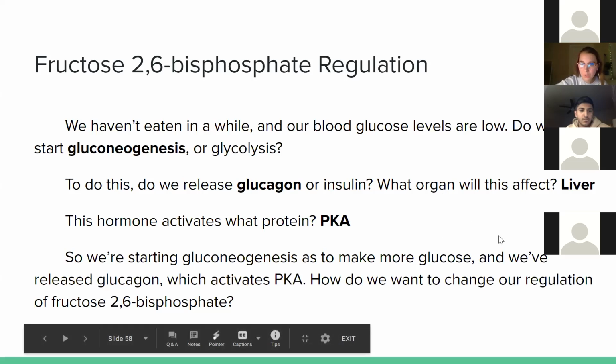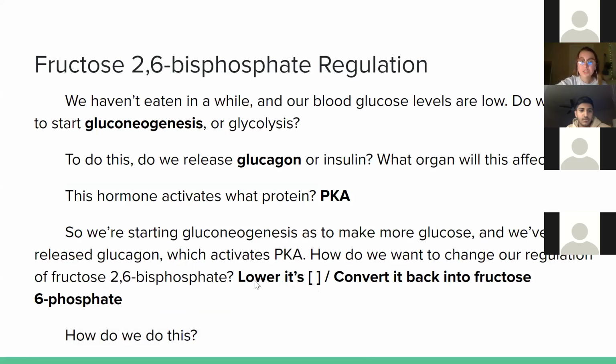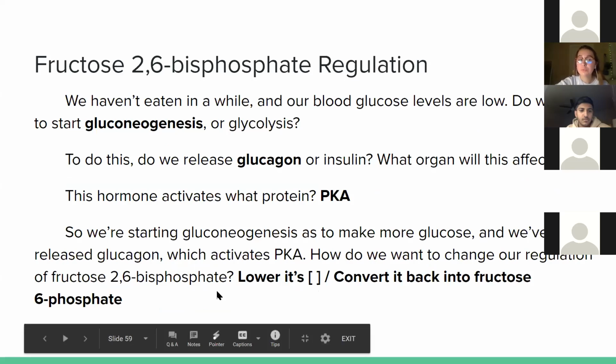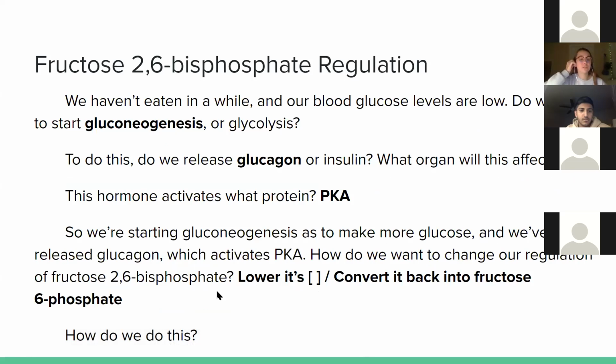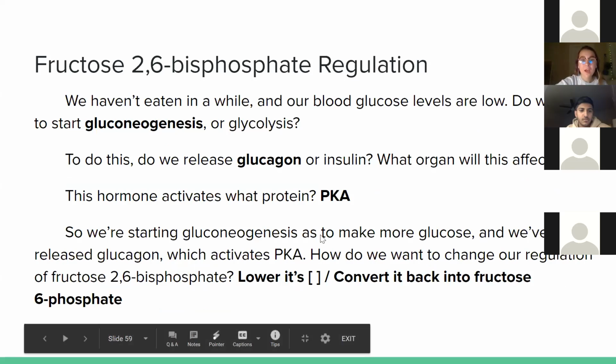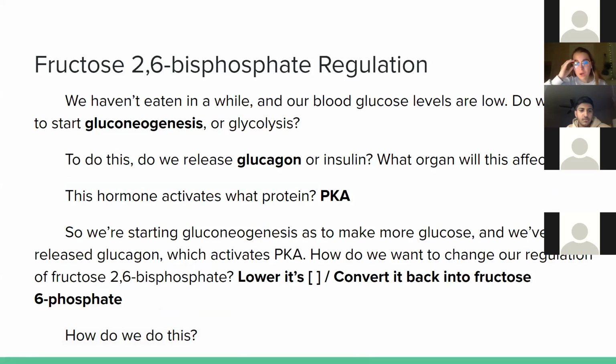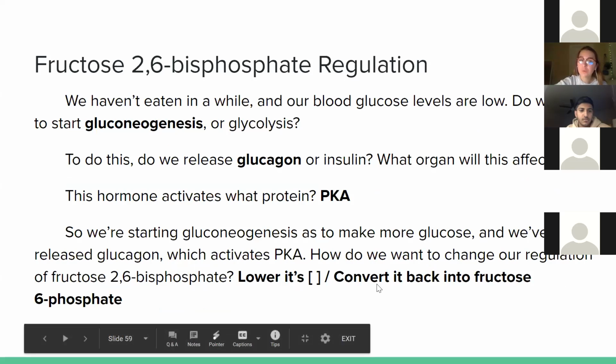How do we want to change our regulation of fructose 2,6-bisphosphate? So essentially, we are going to want to lower our concentrations of fructose 2,6-bisphosphate, as high concentrations of F26BP will inhibit gluconeogenesis. So essentially, we are going to want to convert fructose 2,6-bisphosphate back into fructose 6-phosphate.